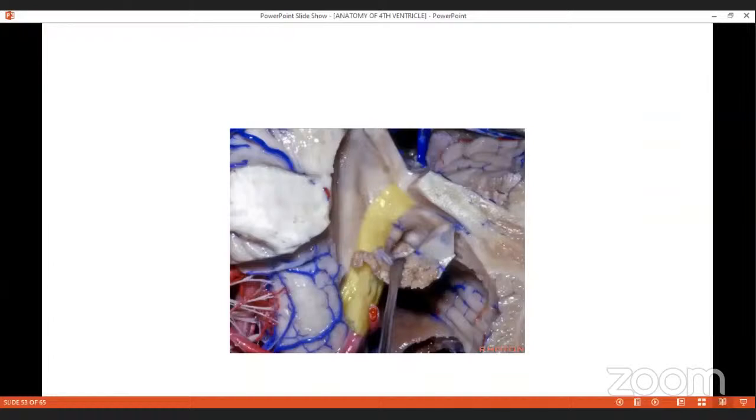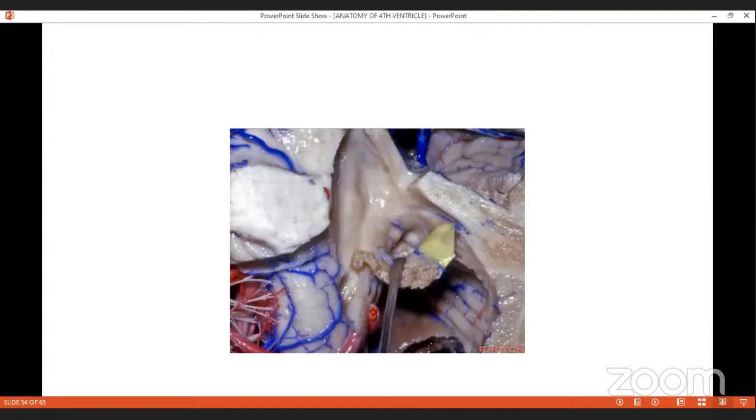So now, using the chat box, what do you think is this yellow colored structure? Dr. Pravat is always the first one. He's saying that this is the inferior cerebellar peduncle. Dr. Rajinder is praising you with a nice presentation, Dr. Fawaz. So is this the inferior cerebellar peduncle, Dr. Fawaz? Yes, sir. It's the inferior cerebellar peduncle. Basically this is the inferior slope of the roof, which is formed by the inferior cerebellar peduncle, and you have other structures that we'll be seeing later.